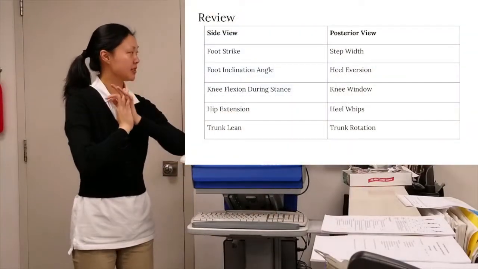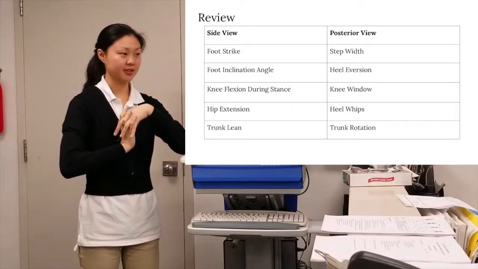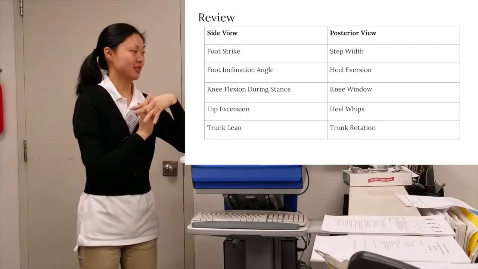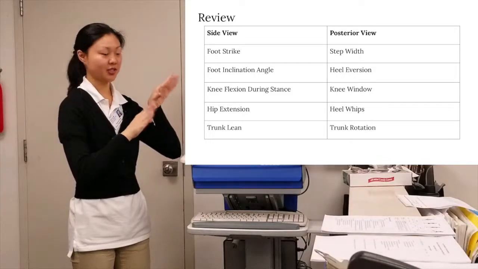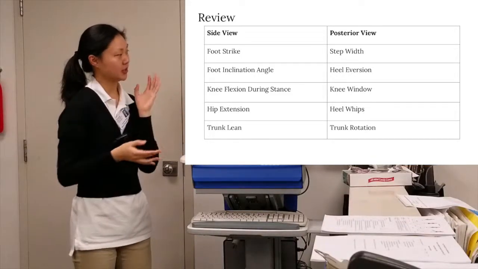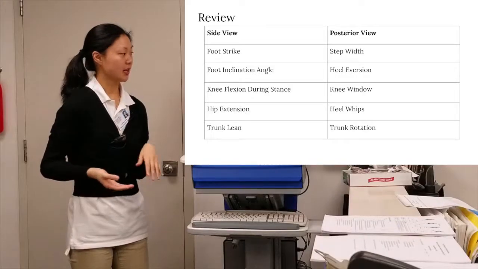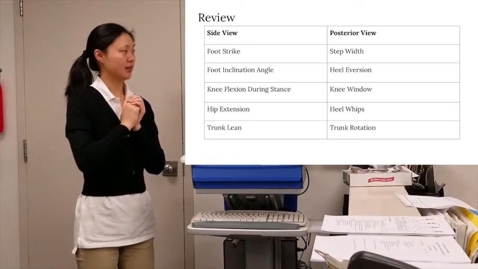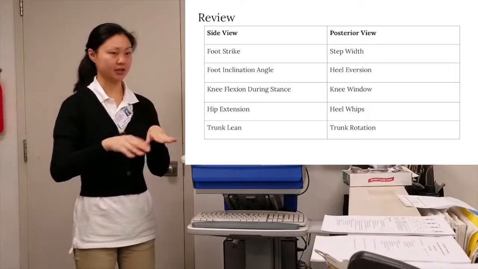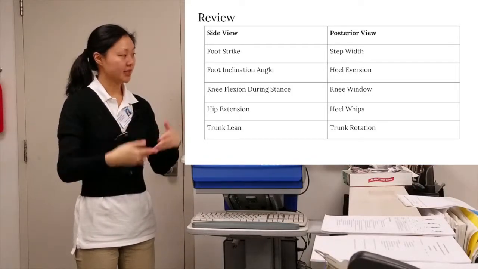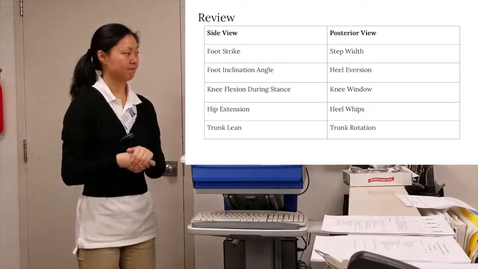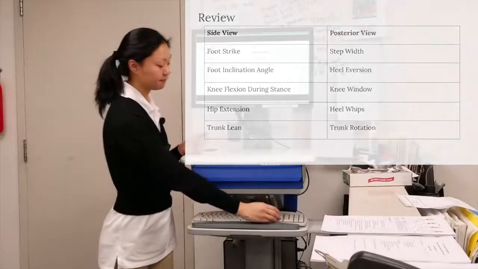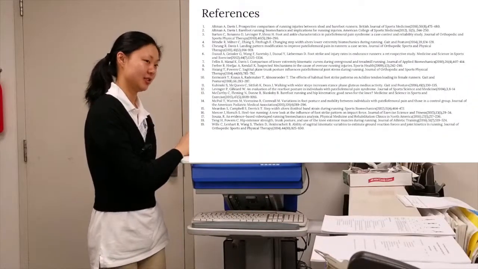So just to review, we went over the side view and the posterior view. There are so many things to look at when you're running, but I decided to choose about 5 from each section. So we had what to look at: the foot strike, the foot inclination angle, knee flexion, hip extension, as well as trunk lean. And then with the back view, looking at your step width, the knee window, the heel whips, pelvic drop, as well as how much trunk rotation you want during running. And those are my references.